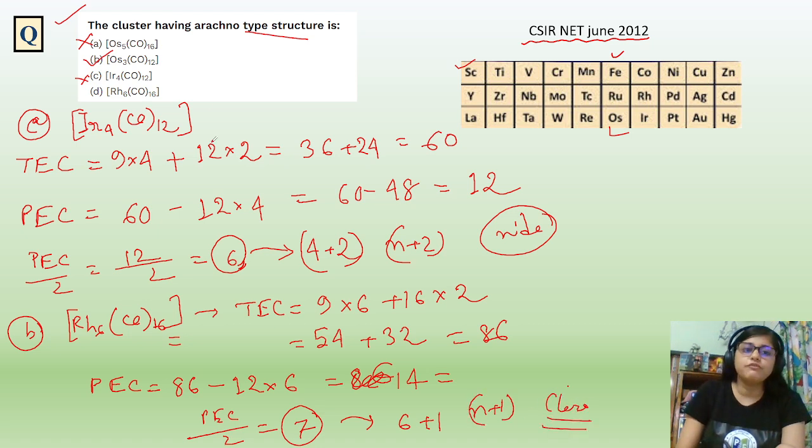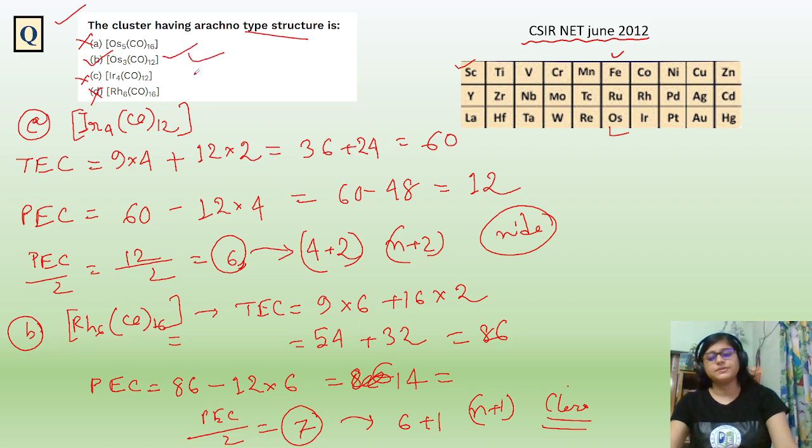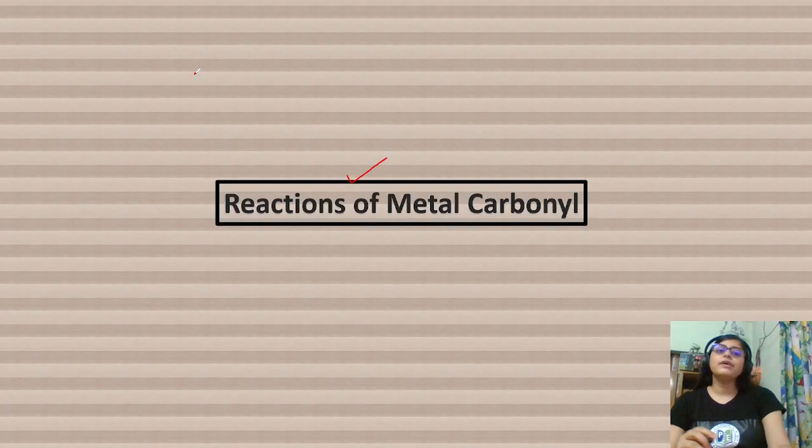See, we have solved 4 options, but we had previously already found that B is the correct option. Okay, fine. Now coming to a different topic, that is reactions of metal carbonyl.